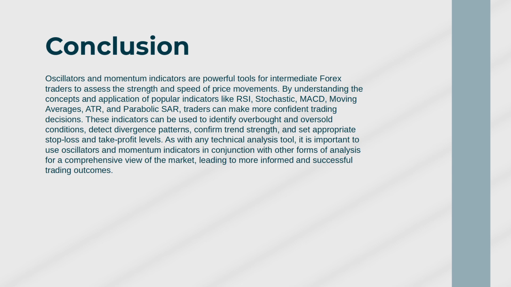These indicators can be used to identify overbought and oversold conditions, detect divergence patterns, confirm trend strength, and set appropriate stop-loss and take-profit levels. As with any technical analysis tool, it is important to use oscillators and momentum indicators in conjunction with other forms of analysis for a comprehensive view of the market, leading to more informed and successful trading outcomes.